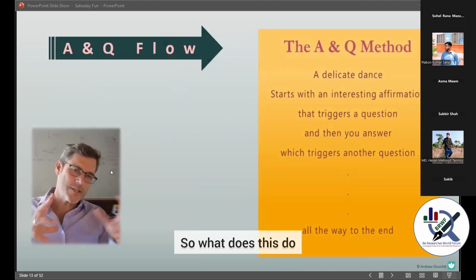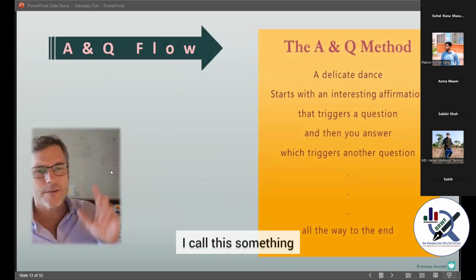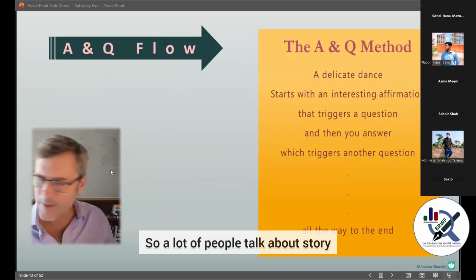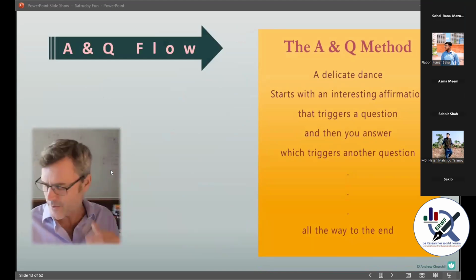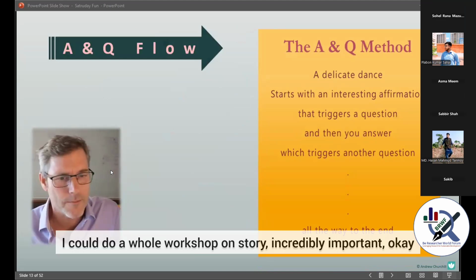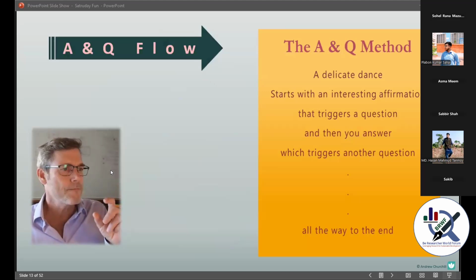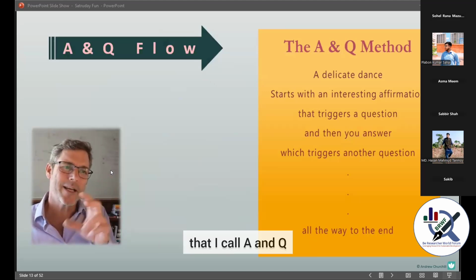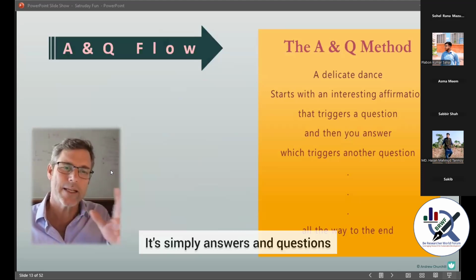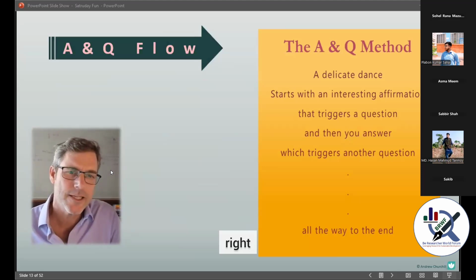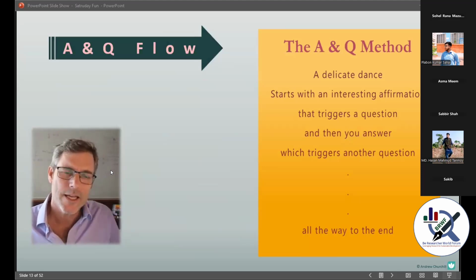So what does this do? I call this something. So a lot of people talk about story, right? I could do a whole workshop on story, incredibly important. Okay. But there's something else that I call A and Q. It's simply answers and questions, right? I tell you something and now you want to know more.